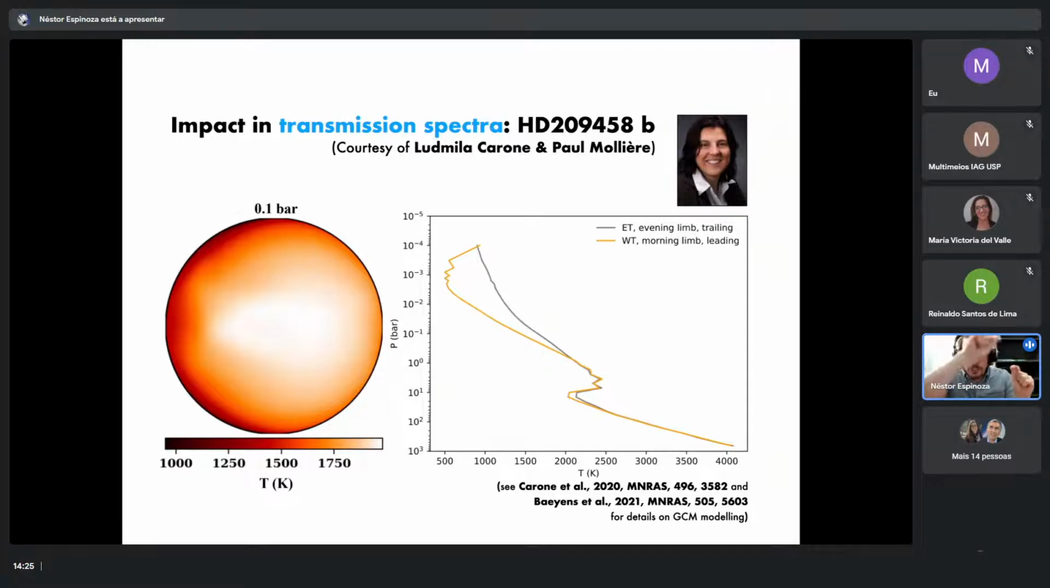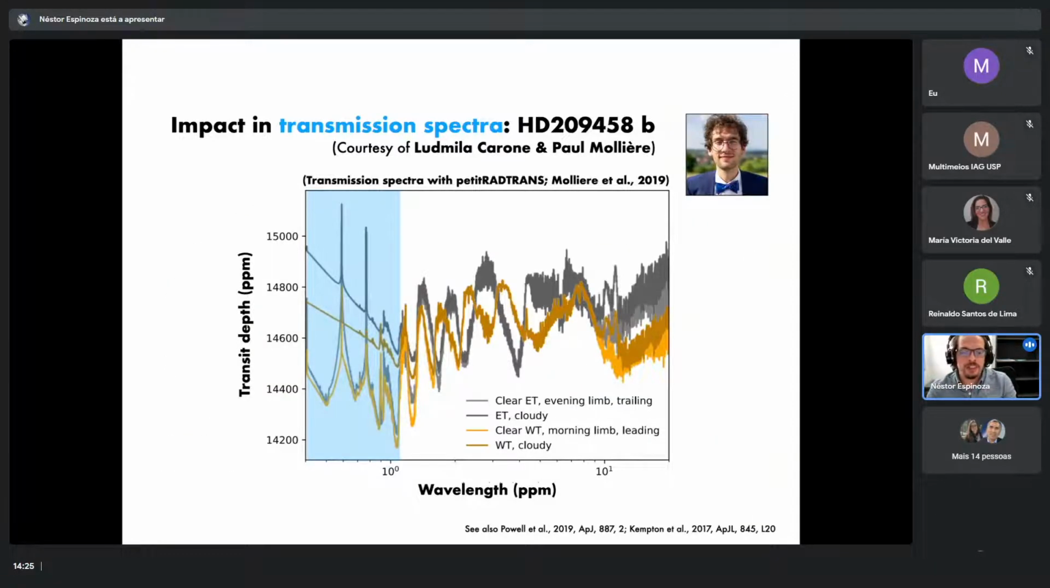So this is showing the pressure-temperature profile of both the evening terminator in gray and the west terminator, or the morning terminator, in yellow, which is a little bit colder. And so once we have these 3D models, we pass them to Paul Mollier, who computes transit spectroscopy out of this, and we see that this should create large differences. Like here in yellow again, or orange. I guess my palette of colors in my eyes is not very good. Orange is the morning terminator, and gray is the evening terminator. And you see that they produce different spectra. So you should be able to measure this, at least with the precisions that we're going to have, and we're already having some instruments. But yeah.